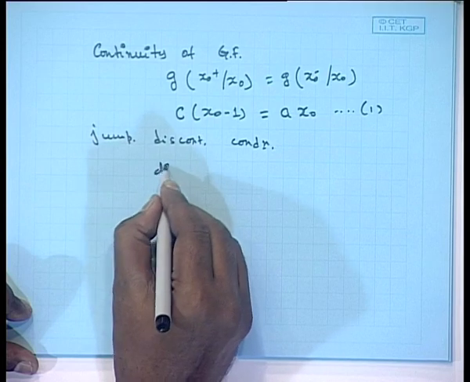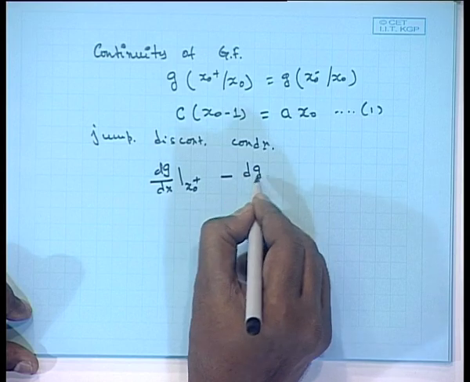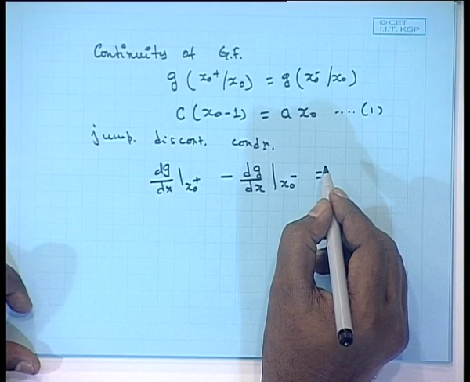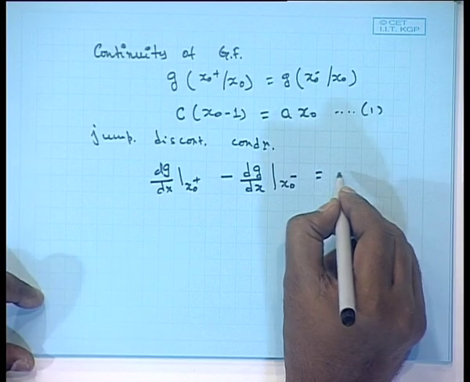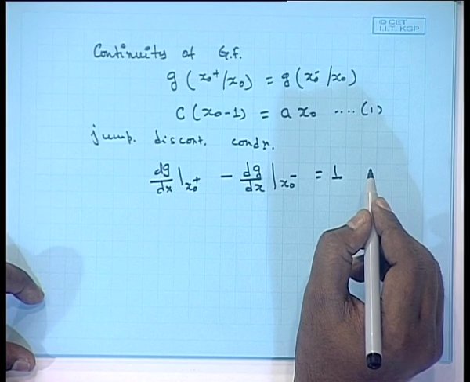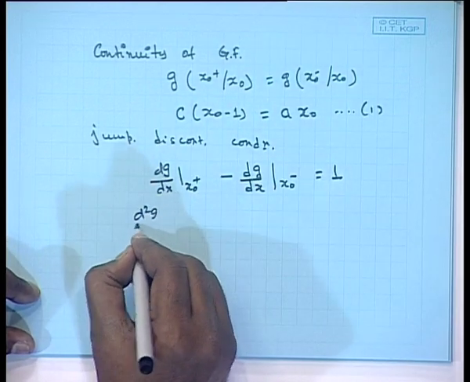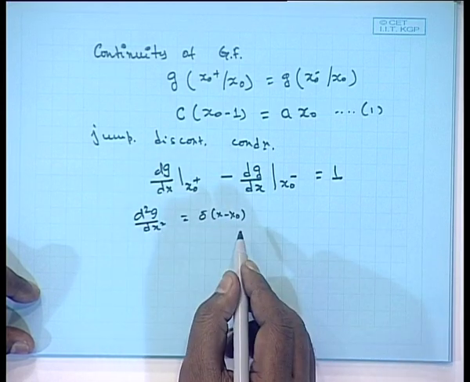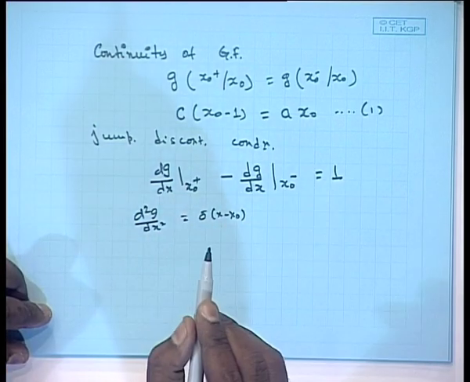And the jump discontinuity condition, that is dg/dx evaluated at x0 plus minus dg/dx evaluated at x0 minus, will be equal to 1 over a0 at x0. In this particular case a0 is equal to 1, so this will be 1, right. Alternately, you can find it out: d square g/dx square is equal to delta x minus x naught. You multiply both sides by dx and integrate across x naught minus epsilon to x naught plus epsilon. So, you will be getting this relationship, correct.